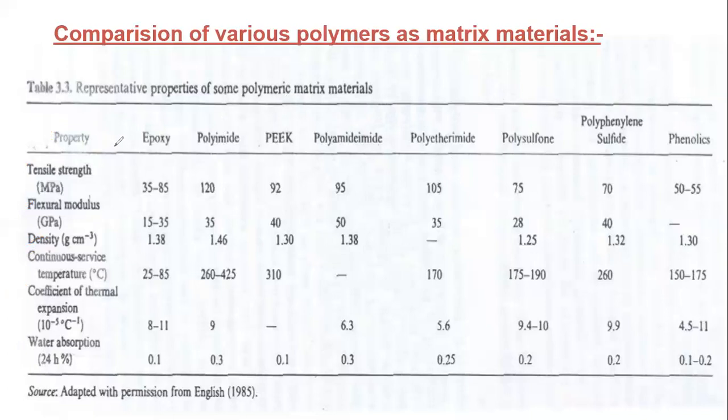Coming to the tensile strength. The material which has high tensile strength is polyimide, which has high tensile strength compared to the other materials. The lowest tensile strength is epoxy. Epoxy contains less tensile strength, that is 35 to 85 megapascals. But when it comes to polyimides, it is 120 megapascals.